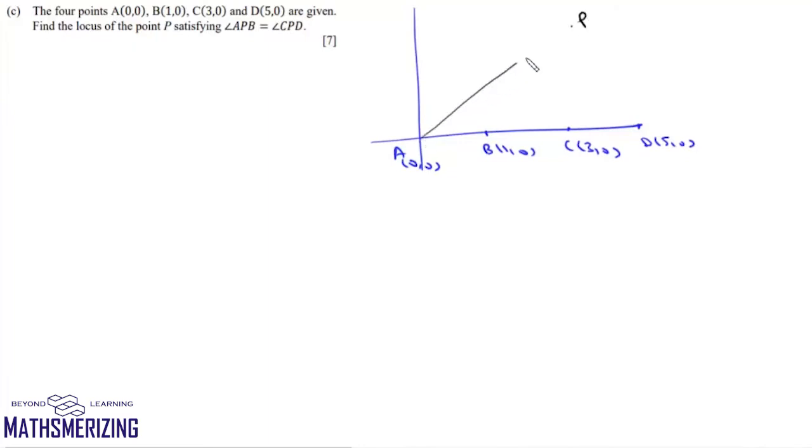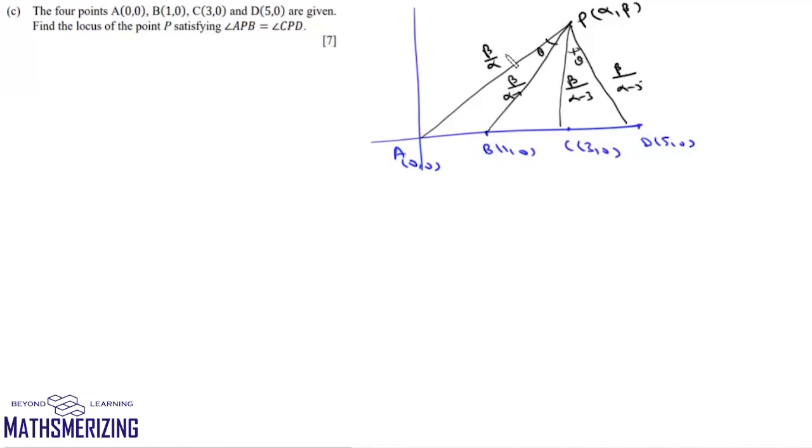Now the next question: we are given 4 points, A is 0, 0, B which is 1, 0, C is 3, 0, and D is 5, 0. Now we need to find locus of point P such that angle APB is equal to angle CPD. So we'll find slope of all these 4 lines. So let this point P be alpha, beta. So this slope will be beta upon alpha. It will be beta upon alpha minus 1. This is beta upon alpha minus 3, and it will be beta upon alpha minus 5.